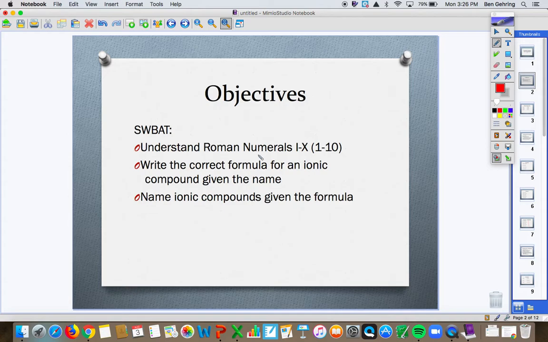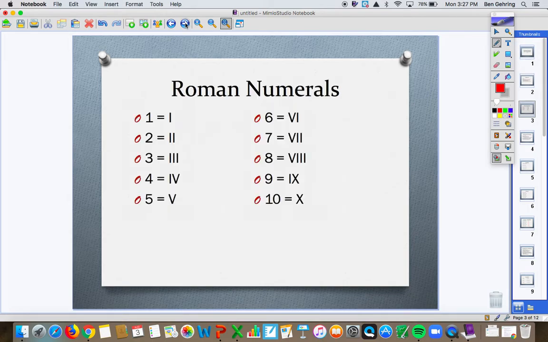I want you to understand Roman numerals 1 through 10, so I through X. We're going to write the correct formula for an ionic compound given the name. You will be able to name ionic compounds given the formula. So let's get started. First off, Roman numerals 1 through 10.